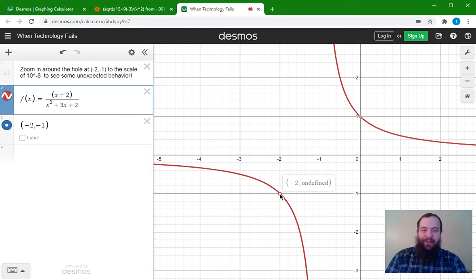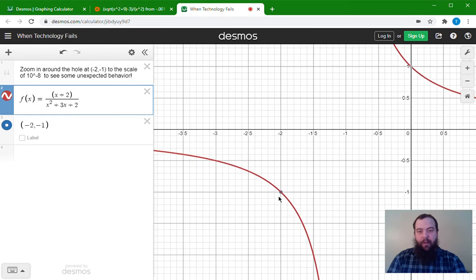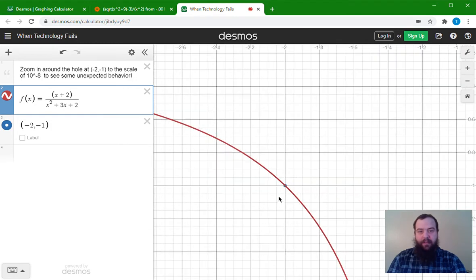At -2, if you try plugging -2 into the function here, you'll get 0 over 0, which is, of course, undefined. Right? You can't do 0 divided by 0. And so there's actually a hole here at -2. And so this is what the graph should look like. But let's actually take a look at what the graph really looks like when we zoom in on this point here.